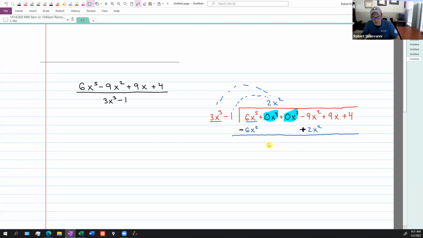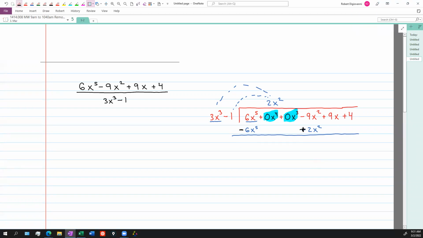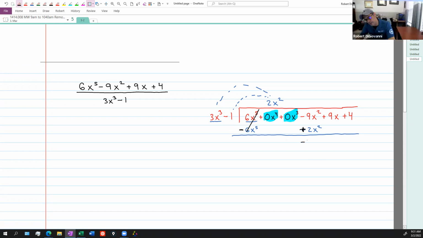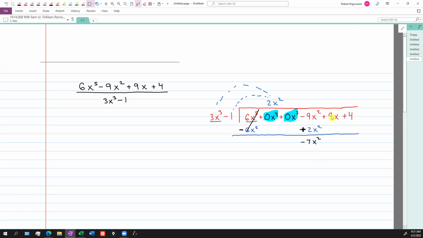Tell me what this next row is going to look like. Well, the 6x to the 5ths are going to cancel. And it would be negative 8x squared. Negative 7, oh, 7, sorry, 7x squared. And then what about these two? And then we just bring those down. Bring them down, yeah. Okay, good.